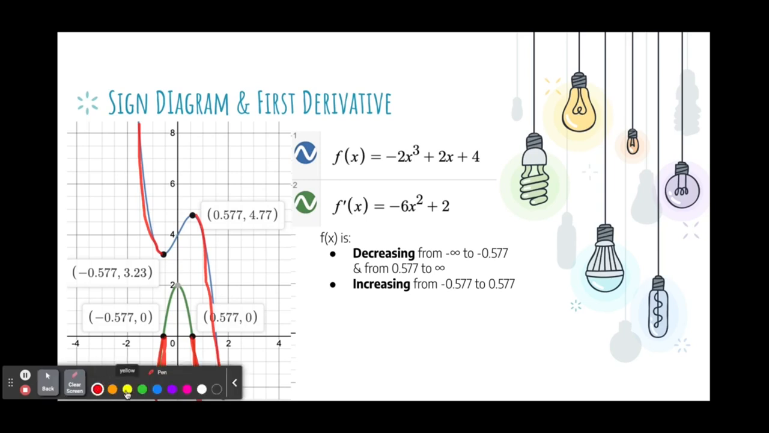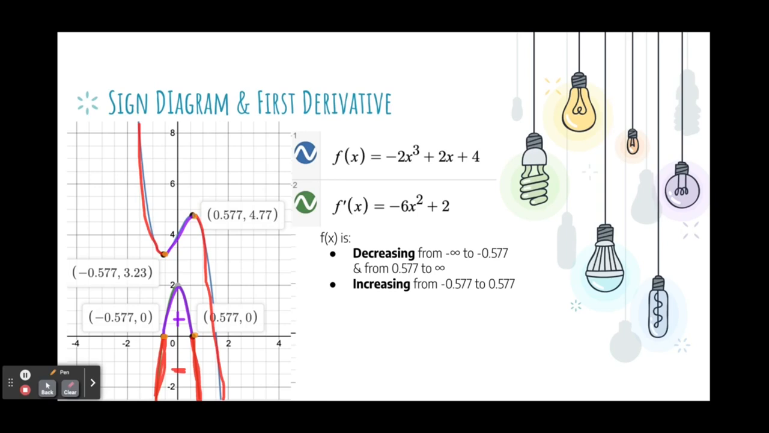Where my function is increasing, let me use purple, this derivative is a positive number here. And when is my derivative equal to 0? My derivative is equal to 0 when I have the same x value as the minimum and the same x value as the maximum. So now we have a visual way of seeing these.